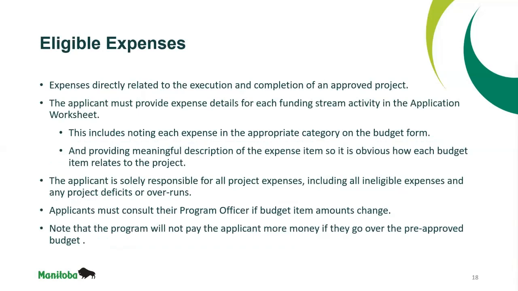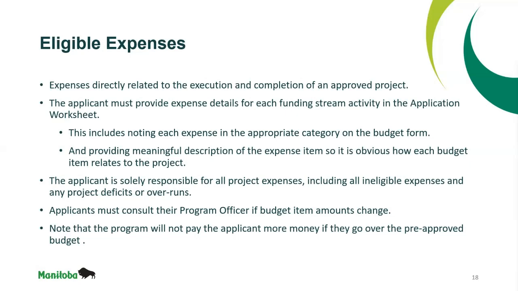Eligible expenses directly related to the execution and completion of an approved project are eligible. The applicant must provide expense details for each funding stream activity in the application worksheet, and there will be a subsequent presentation available for you that's going to provide some guidance about how to best complete the application worksheet. This includes noting each expense in the appropriate category on the budget form and providing a meaningful description of the expense item so it is obvious how each budget item relates to the project.